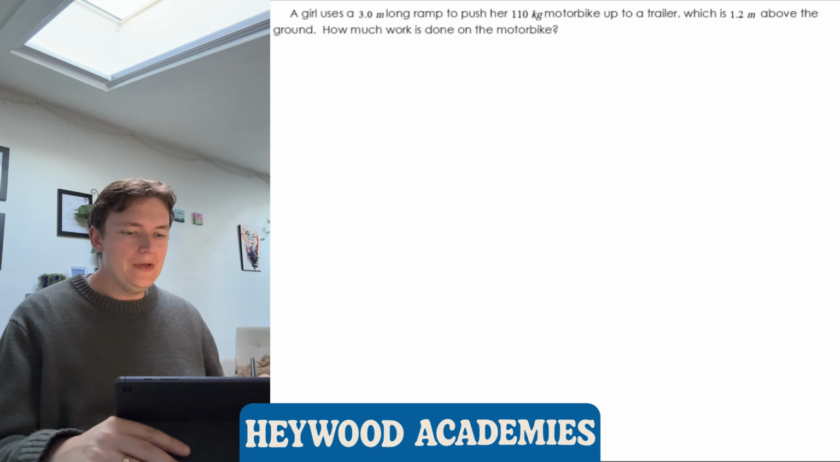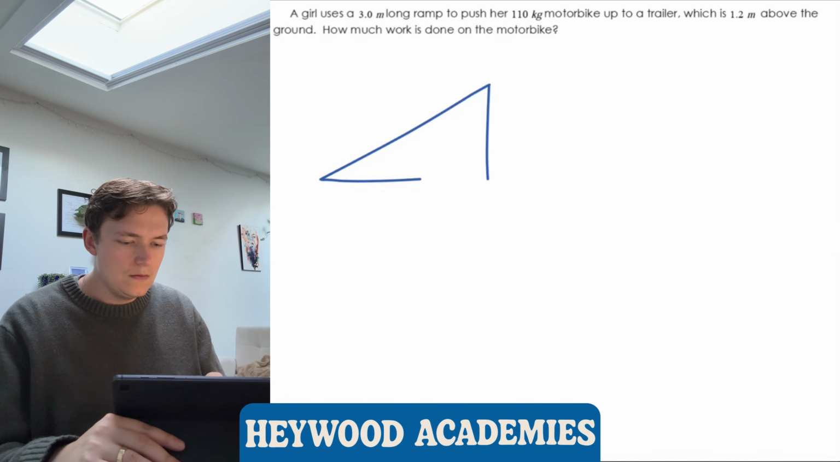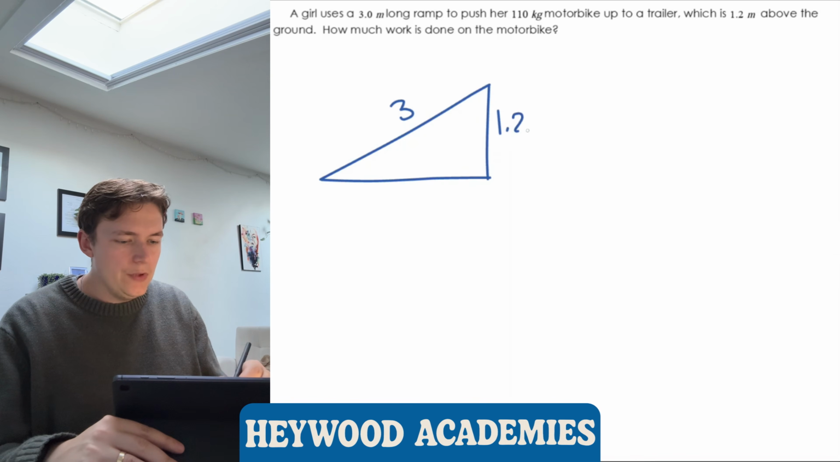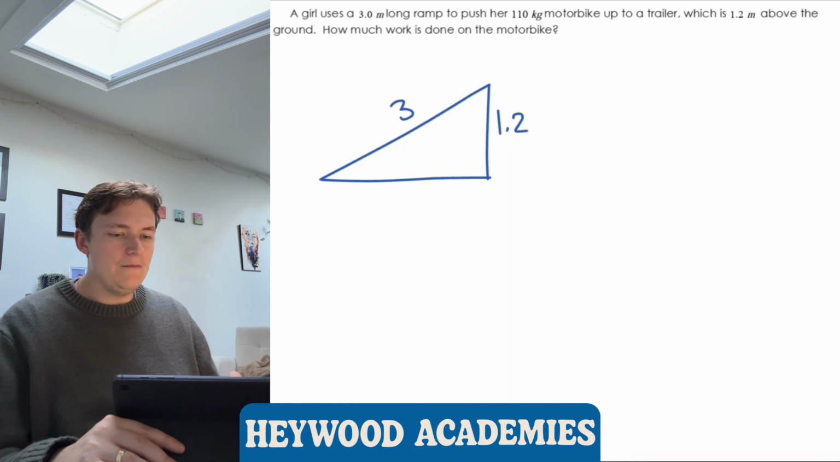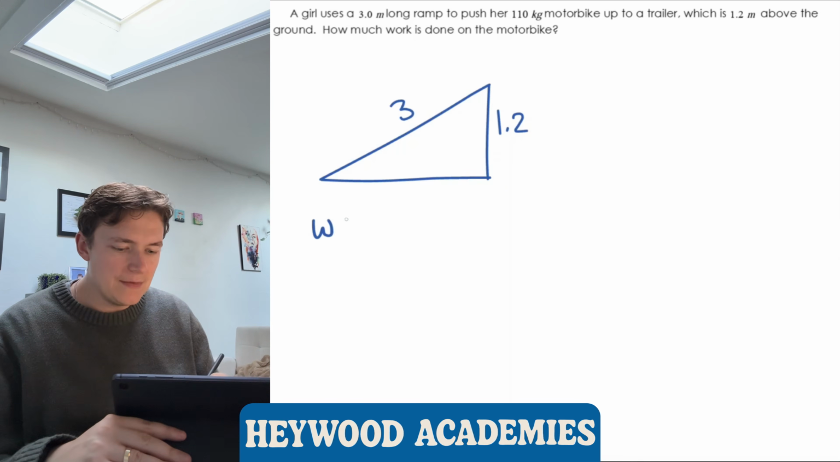A girl uses a 3-meter long ramp to push her 110 kilogram motorbike up to a trailer which is 1.2 meters above the ground. How much work is done on the motorbike? Okay, so we got our ramp. Let's draw this out here. So the ramp is 3 meters long, so that's like the hypotenuse of that triangle. But it's only 1.2 meters above the ground vertically. So even though you're moving 3 meters along the ramp, the height that we're changing is 1.2.